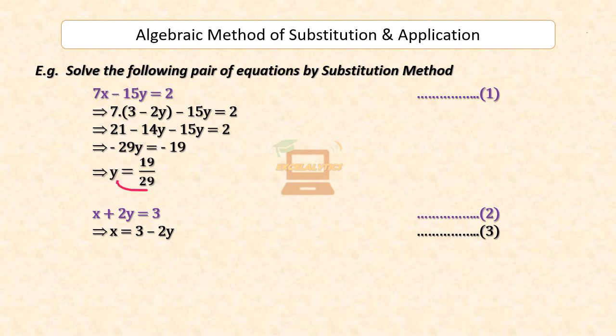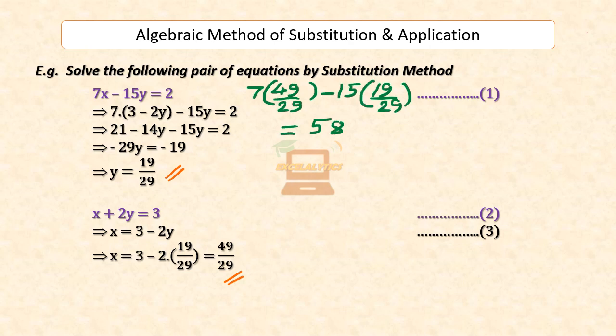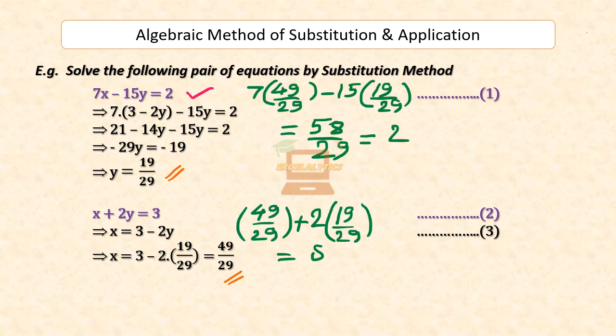Substituting this value of y in equation 3, we get x is equal to 3 minus 2 times 19 by 29. This simplifies to x equals 49 by 29. We can verify the solution by putting back the values in each of the given pair of equations.